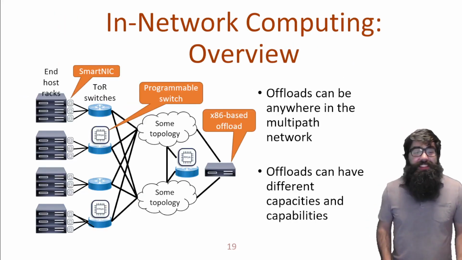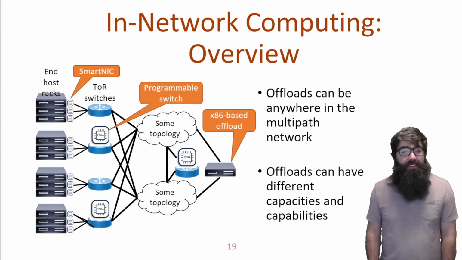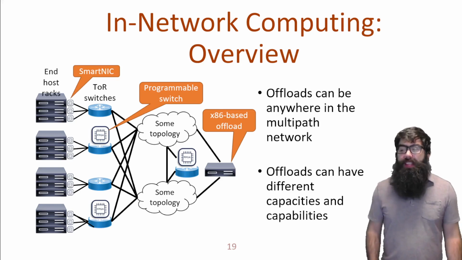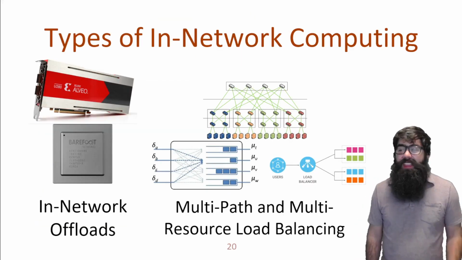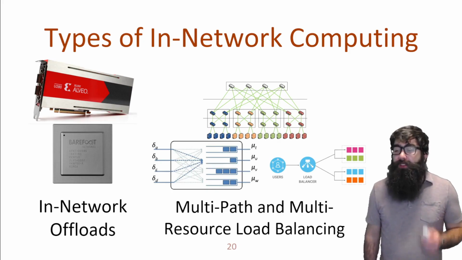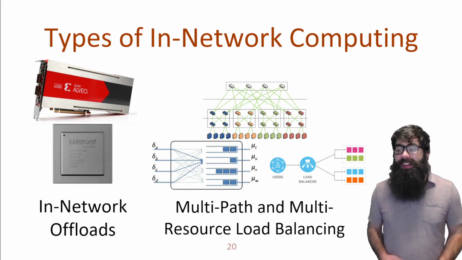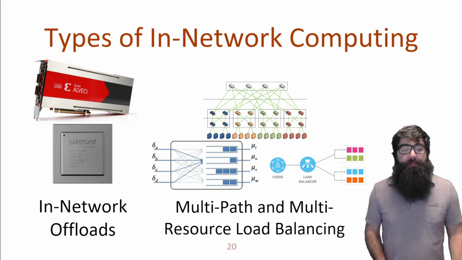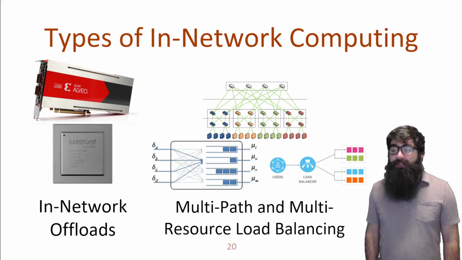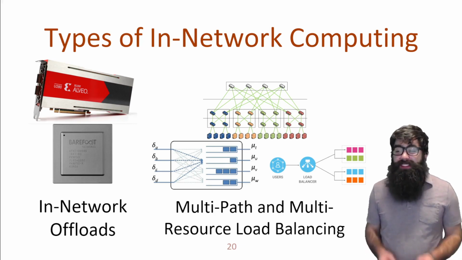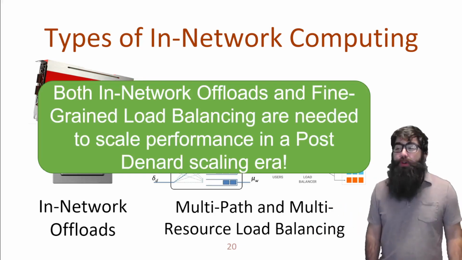In some more detail, here's the type of system that I'm imagining. What we have is a cluster inside of our data center where each host might have a SmartNIC, and we're connected to programmable switches through some sort of complex topologies. Additional, more complex offloads might be implemented inside the network. In-network computing means two different things to me. First, it means implementing application-specific offloads inside the network, but there's another side to in-network computing to me. And this is the multi-path load balancing and resource part of it. The first thing, offloads, allows us to scale up performance, while the second thing, multi-path and multi-resource load balancing, allows us to scale out performance. Importantly, I think that both offloads and load balancing are needed to scale up performance in a post-Dennard era.